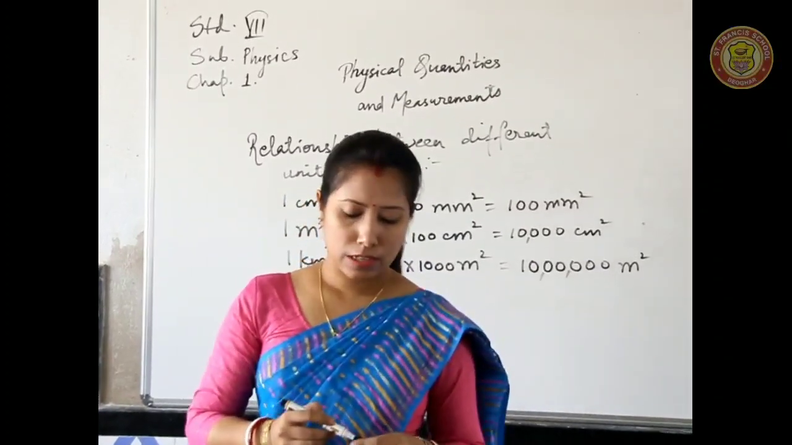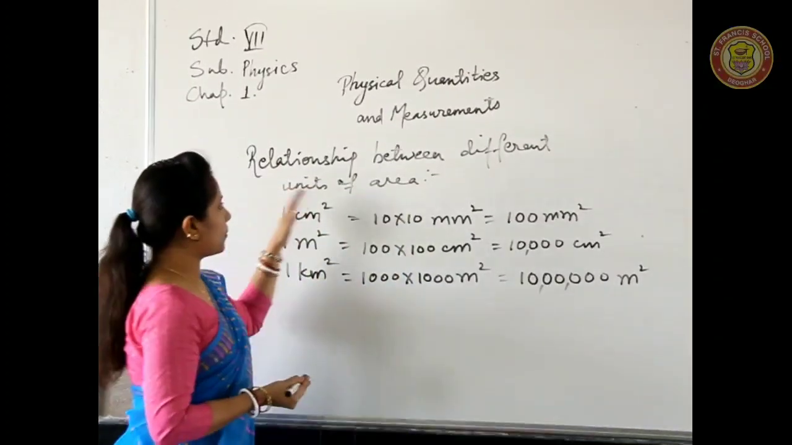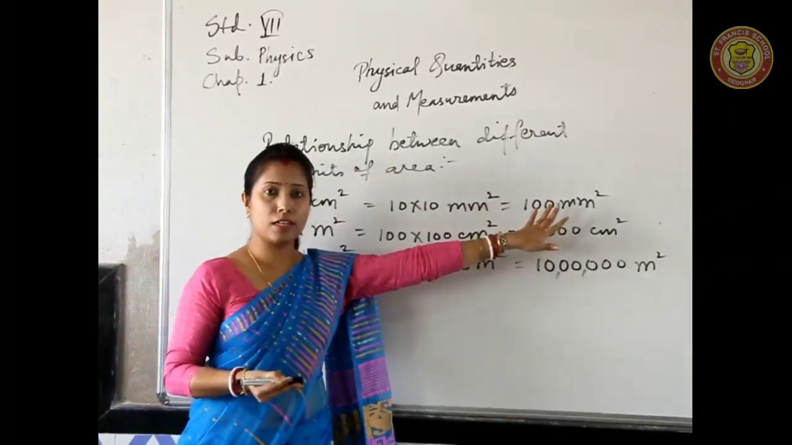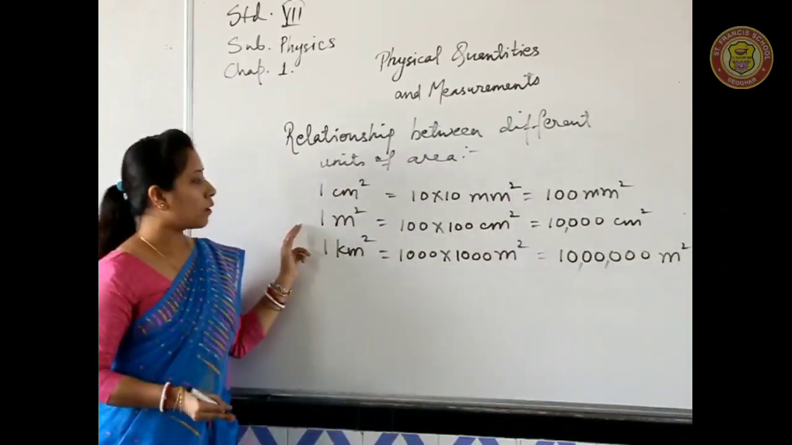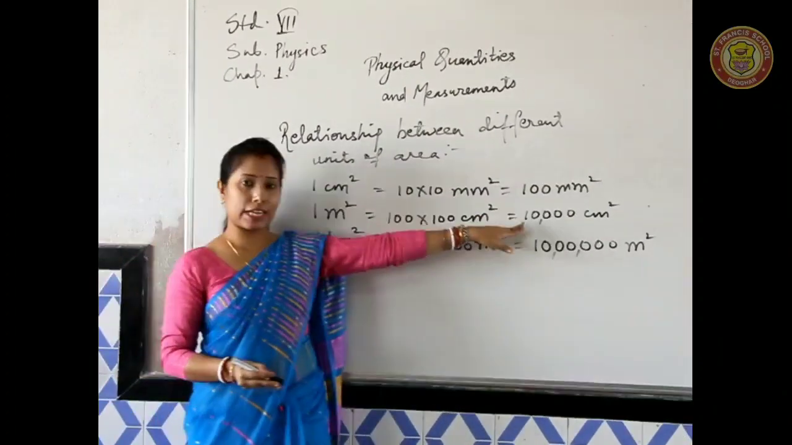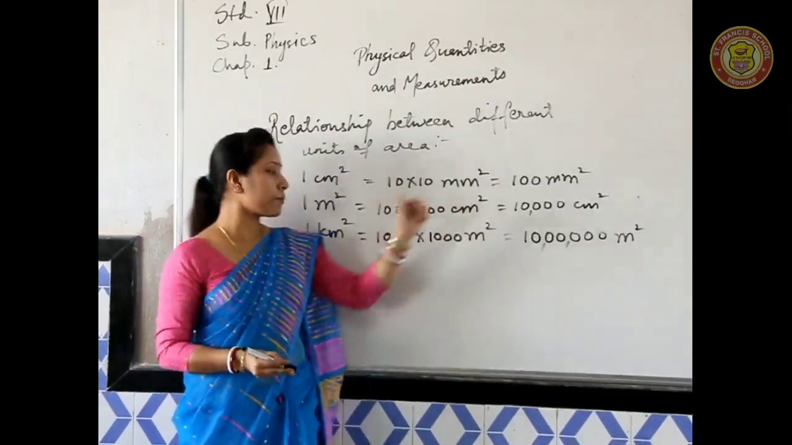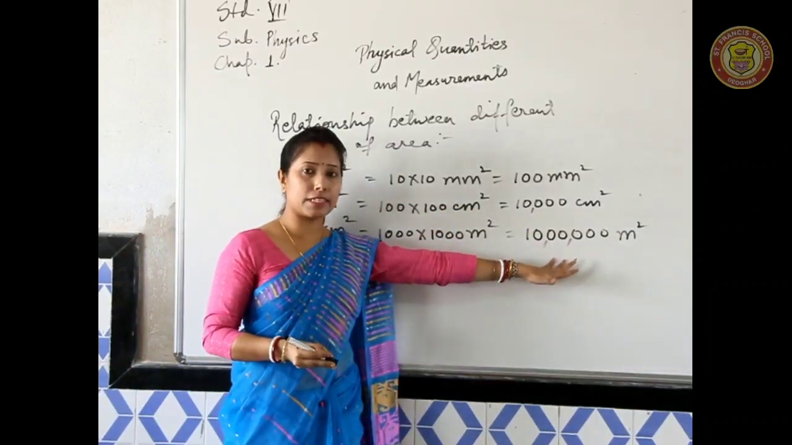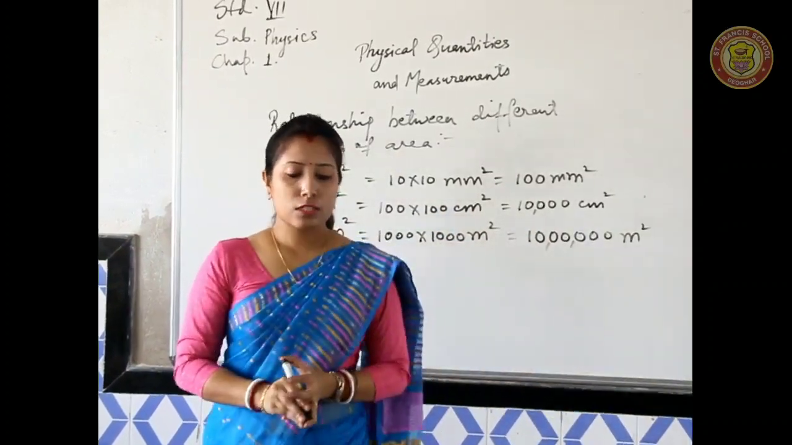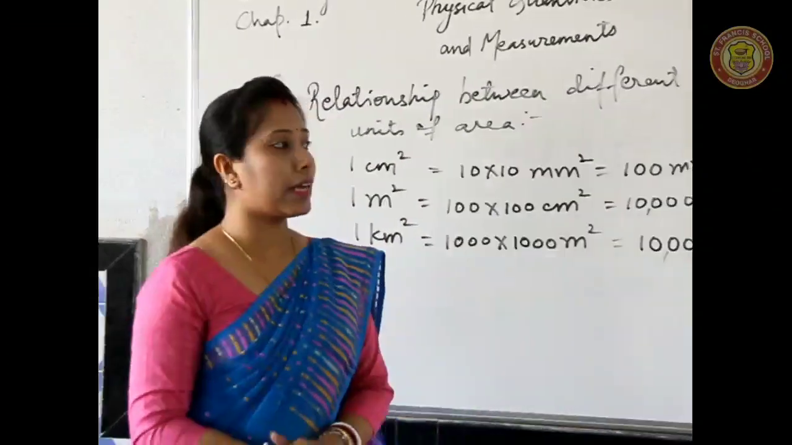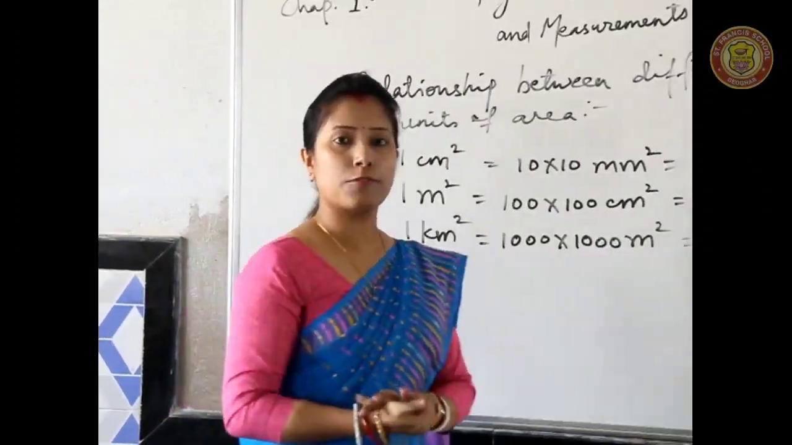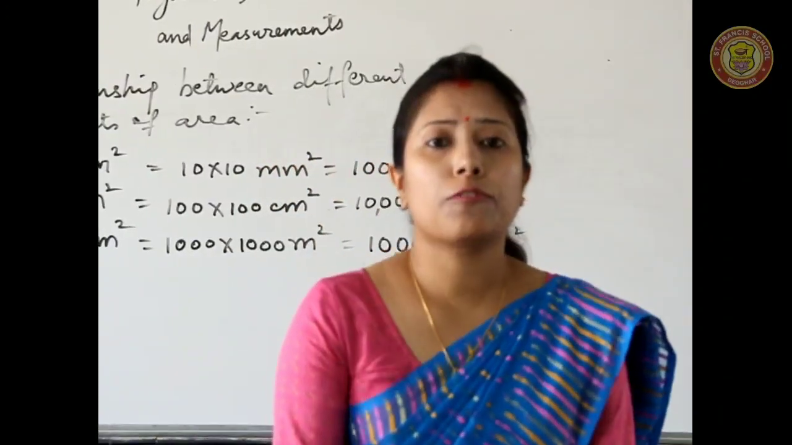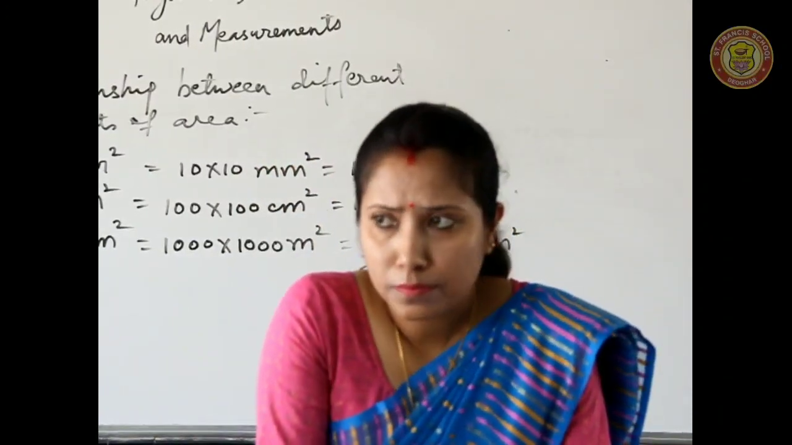So is it clear? The relationship between different units of area are 1 centimeter square equals 100 millimeter square, 1 meter square equals 10,000 centimeter square, 1 kilometer square equals 10 lakh meter square. So this was all about measuring area of plane figures. Next is measuring the area of irregular shapes.